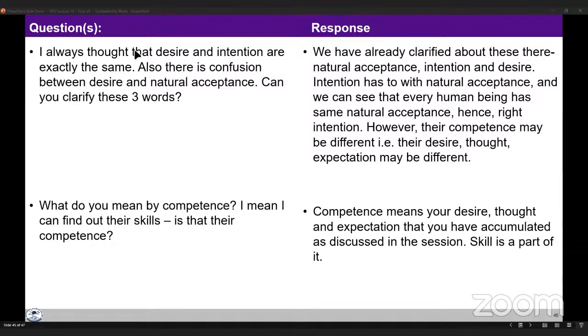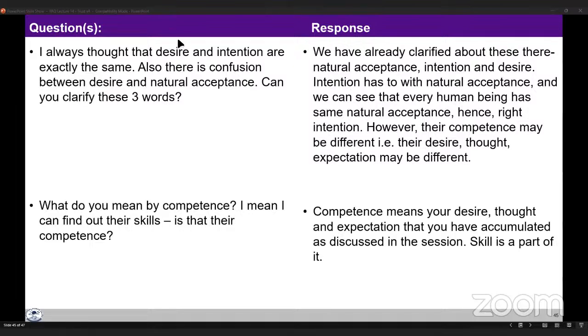Intention is natural acceptance, and desire may be any kind of acceptance. And natural acceptance is universal. So intention refers to natural acceptance, while desire may be aligned to natural acceptance, and sometimes my desire might be coming from preconditioning or some of the sensations too. So these are not the same. Very good, Didi. Let's also listen to Anand Kumar Verma ji.